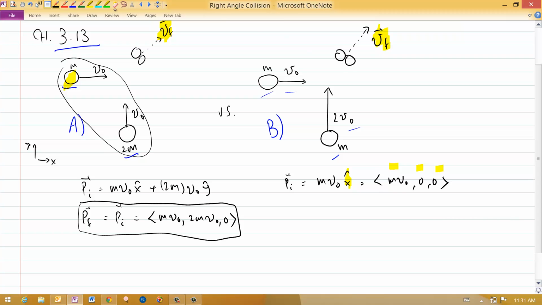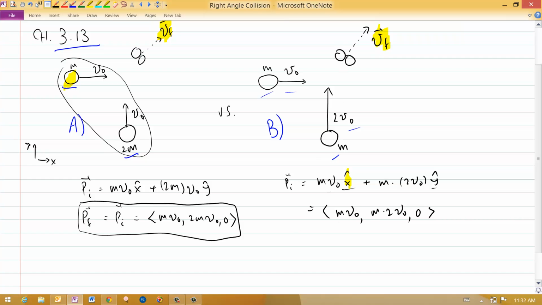But that is not the entire momentum of the system, because that's just the car. Now the speeding car has a momentum of m times 2v0 in the y direction. So altogether, I still have these two vectors added together. There's the x component, there's the y component. That would be mv0, comma, m times 2v0, 0.